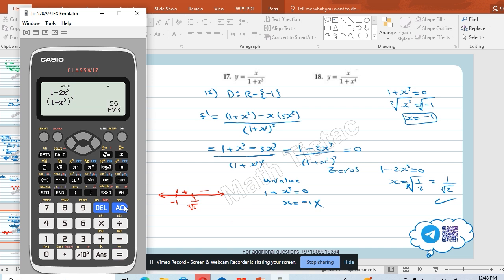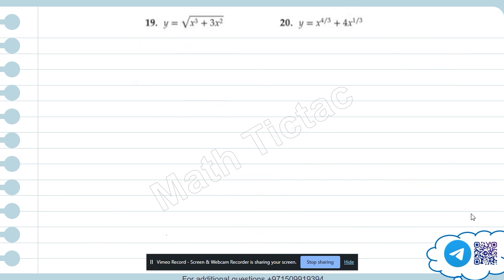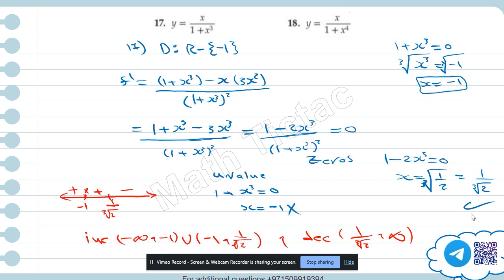So the function is increasing from minus infinity to minus 1, union with minus 1 to 1 over the cubic root of 2, and the function is decreasing from 1 over the cubic root of 2 to infinity. As a critical number, I have 1 over the cubic root of 2 only. The minus 1 is not a critical number because it's not included in my original domain.